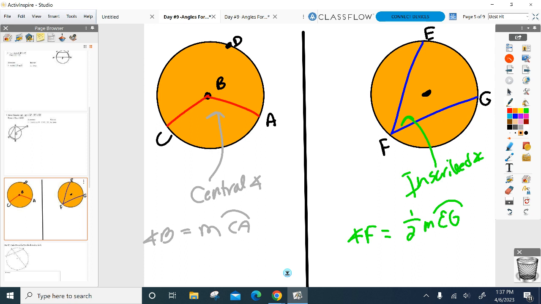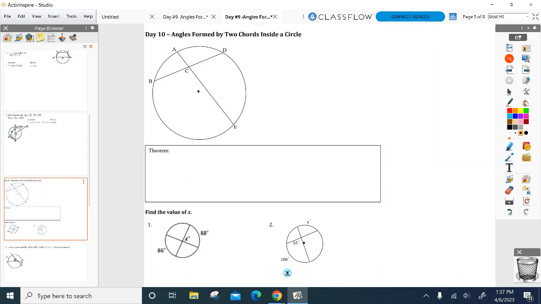All right, today, the third and final type of angle that can be located inside a circle. Central can be inside, inscribed can be inside, and then what I'm going to show you today, take a look. Focus on this angle here, angle DCE. Everyone take a look at that angle. Can we all agree it's not central? Right, that's not central, and it's not inscribed.